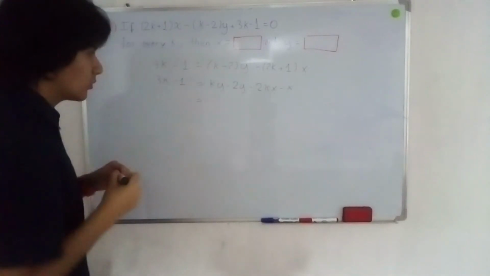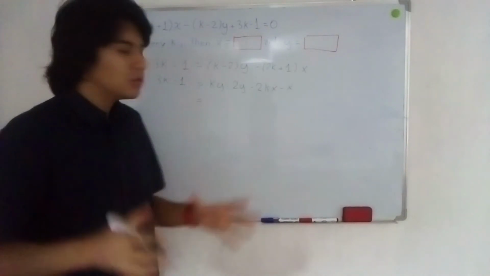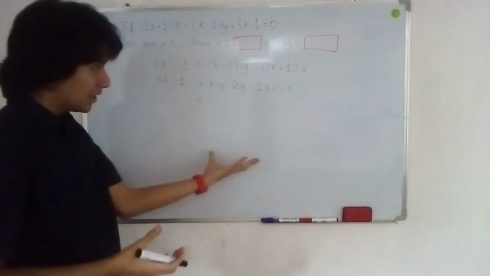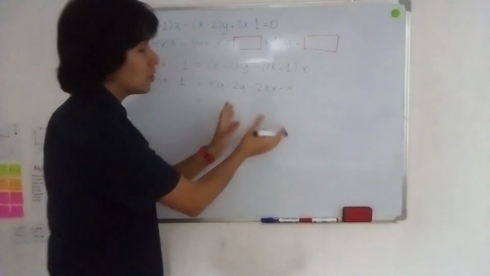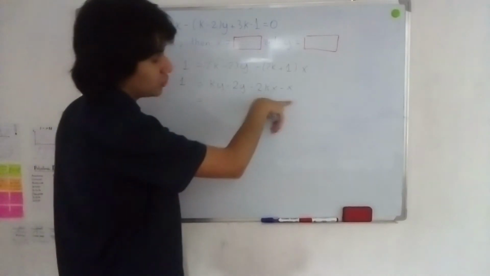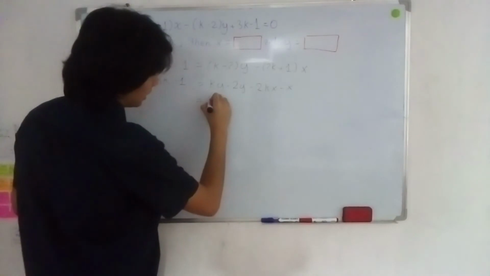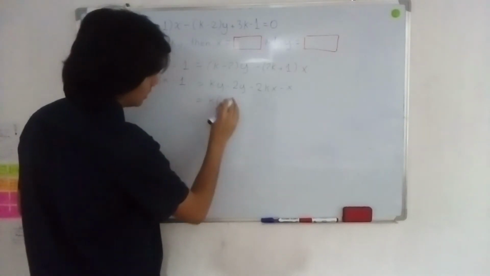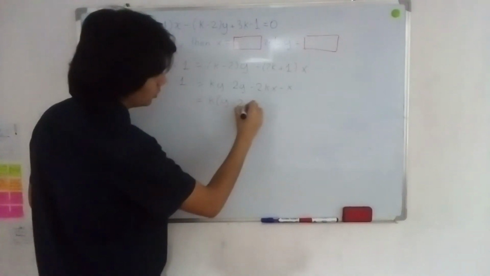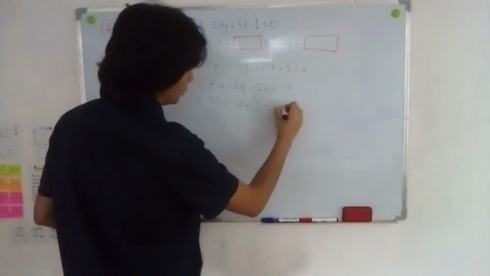Let's put together the k terms here and the constants. The constants are minus 2y and minus x. So k times (y minus 2x) minus 2.